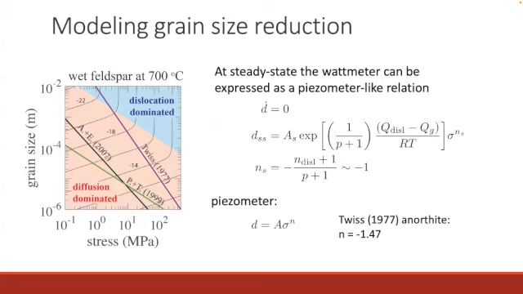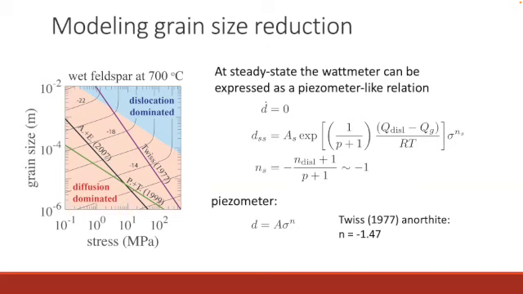The wattmeter equation can be solved for the steady state grain size when static grain growth and grain size reduction balance each other out. Solving for the wattmeter's steady state grain size produces a piezometer-like relation. For a piezometer, the grain size is equal to the stress raised to the power n times a coefficient a. The wattmeter result has the same functional form, but the coefficient a is temperature dependent, and the value for the stress exponent is a little different. So for example, for the Twiss 1977 piezometer for anorthite, the stress exponent is negative 1.47, whereas for the wattmeter, it's approximately negative 1.